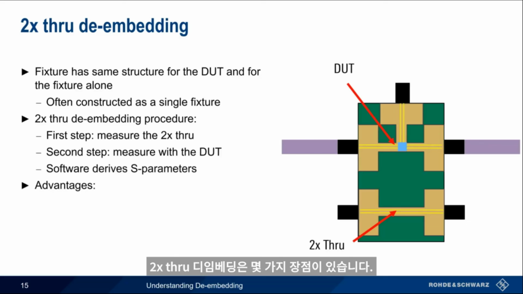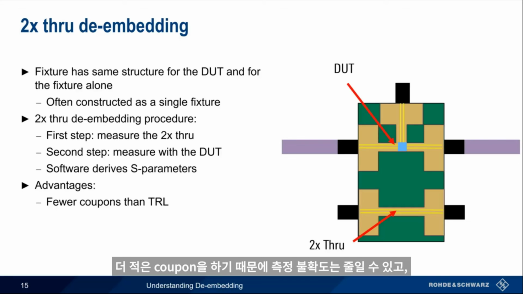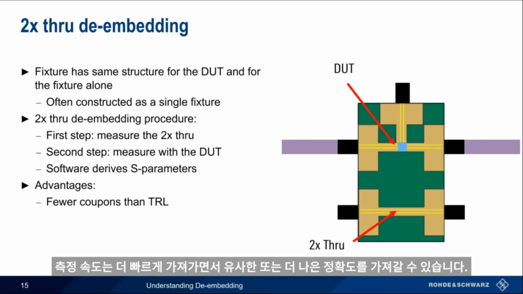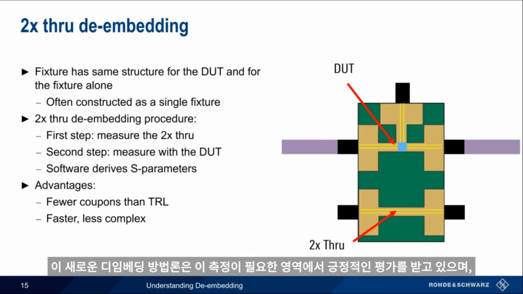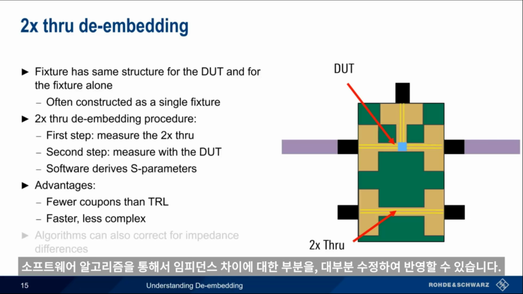De-embedding with a 2x through has several advantages. Although it's very similar to the TRL calibration we mentioned earlier, it requires fewer coupons and has similar or better accuracy than TRL. Fewer coupons also means 2x through de-embedding is faster and there are fewer opportunities for mistakes or error. This newer de-embedding methodology is well accepted by the industry, and in most cases the software algorithms can correct for impedance differences as well.